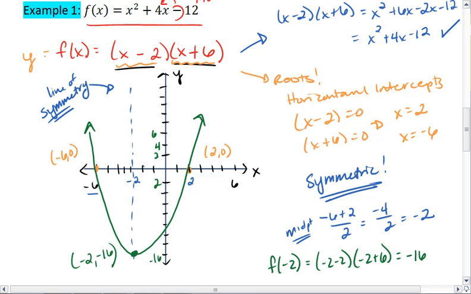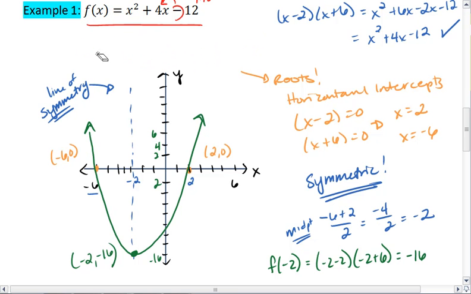For the quadratic equation, I'm going to erase most of the work we've done. I want to keep the graph up though so we can see how we still get the same graph.